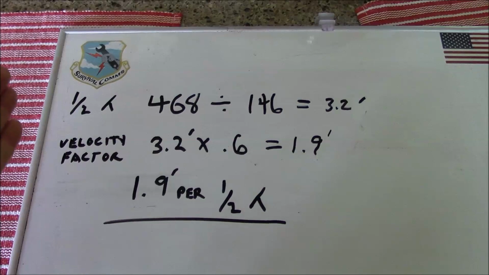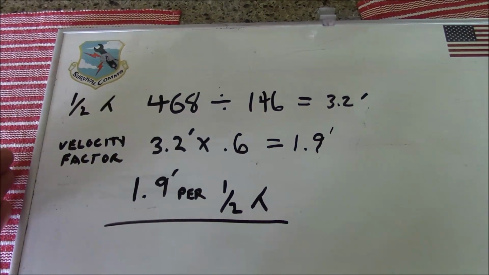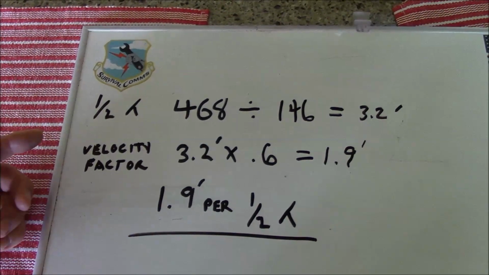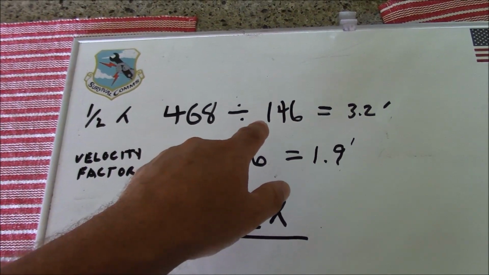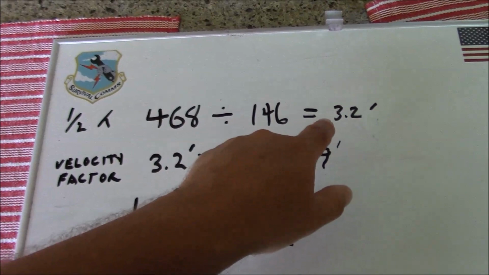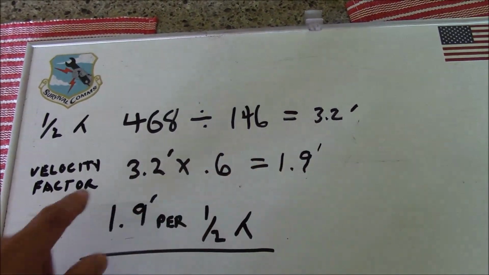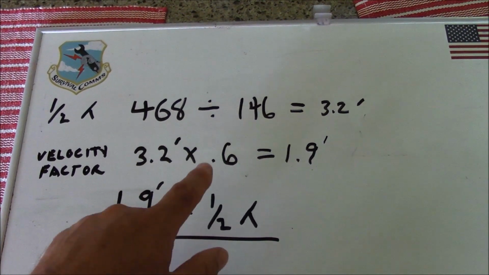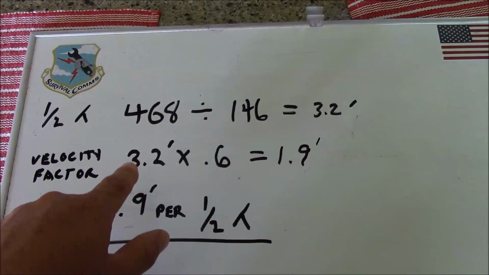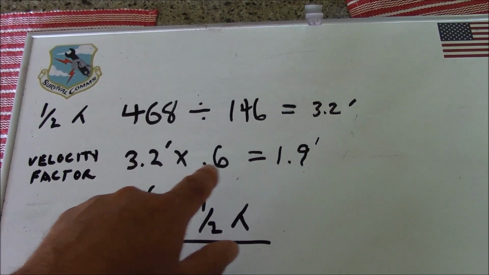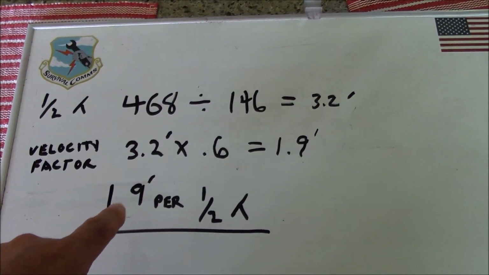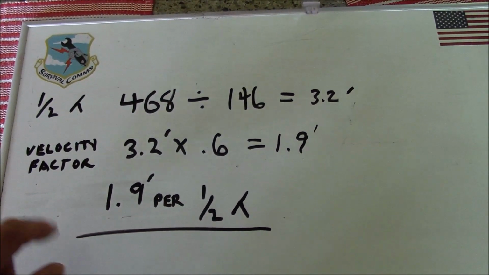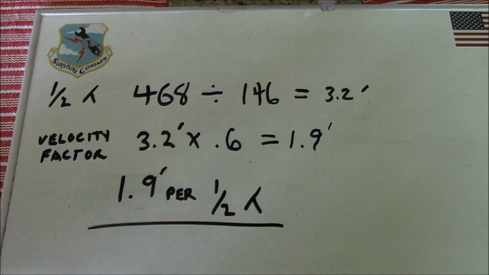Before we cut our feed line, we need to determine how long we need to make it. Apply our simple half wavelength dipole formula, 468 divided by the frequency in megahertz. We're making this for VHF, 146 megahertz, 3.2 feet long. Now we apply our velocity factor rough rule of 0.6. So we take 3.2 feet, multiply that times 0.6, and come up with 1.9 feet. So we know that it's 1.9 feet per half wavelength adjusted for the cable in use.